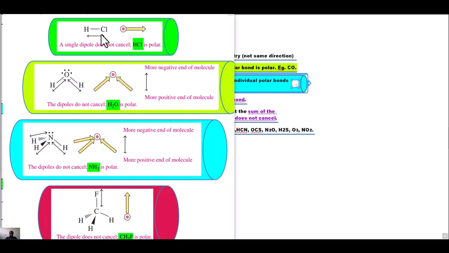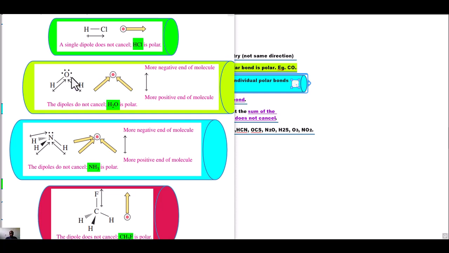Consider this example. Here we have the polar bond between hydrogen and chlorine, but this bond cannot be cancelled, so the hydrogen chloride molecule is polar. If you again consider the water molecule by itself, here there is partial positive and partial negative, here also partial positive and partial negative, but the dipoles do not cancel each other, so water by itself is a polar molecule.